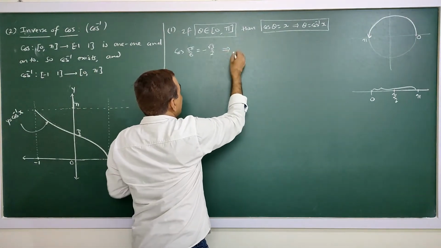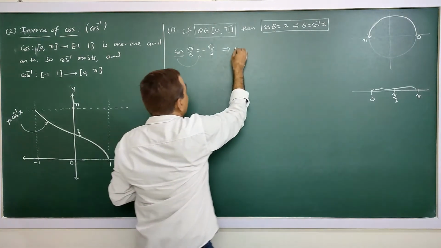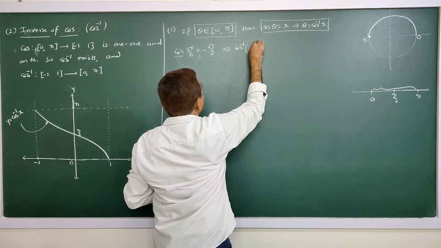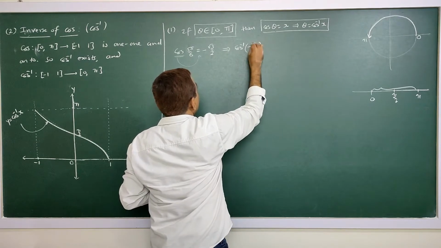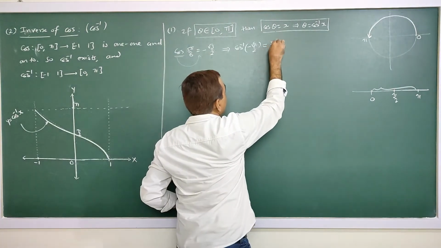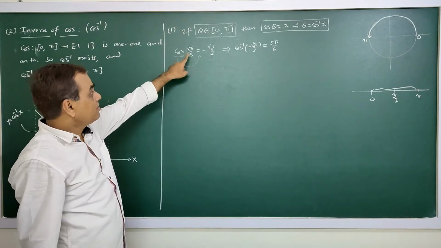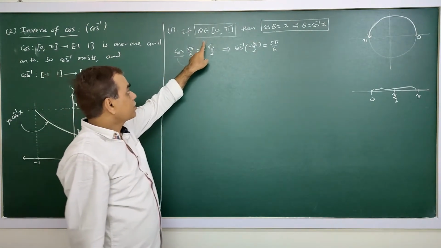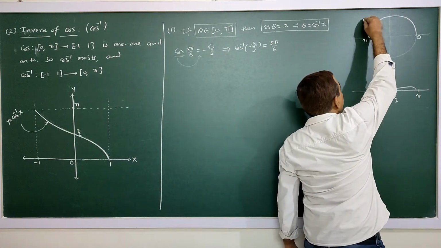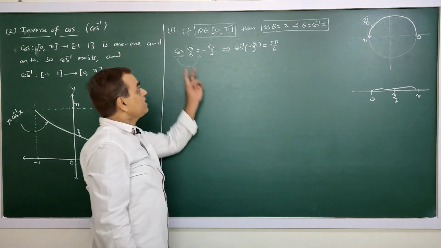Implies, now this number I am taking on this side. So cos inverse of minus root 3 by 2 equal to 5 pi by 6 is correct, because this number belongs to 0 to pi. 5 pi by 6 is somewhere here. It belongs to 0 to pi. That's why this is allowed.